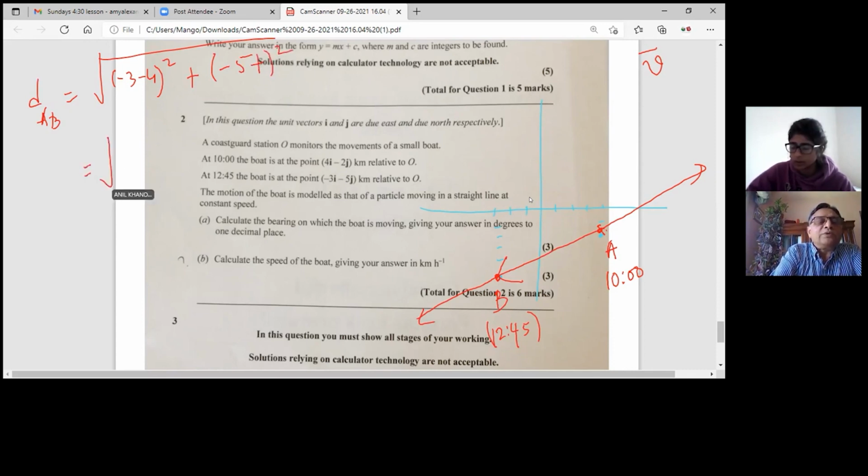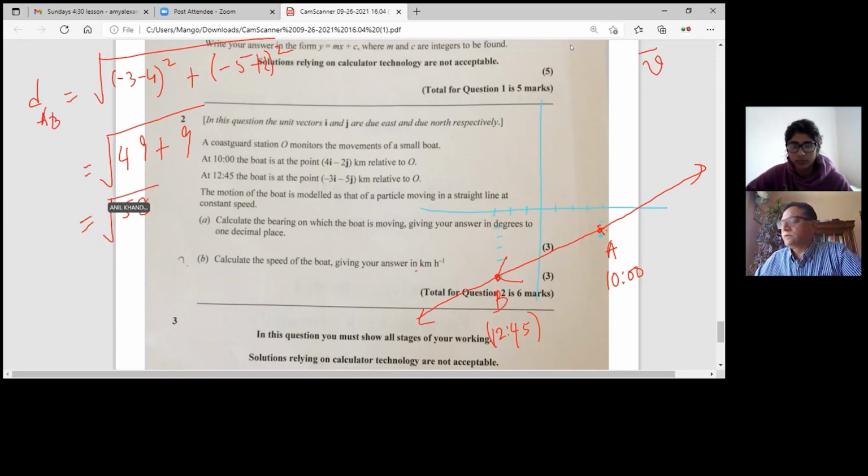So minus 7 squared is 49, plus minus 3 squared is 9. You can use your calculator to find this distance, because we need to give the speed in kilometers per hour. So 49 plus 9 is 58, so the distance is the square root of 58.